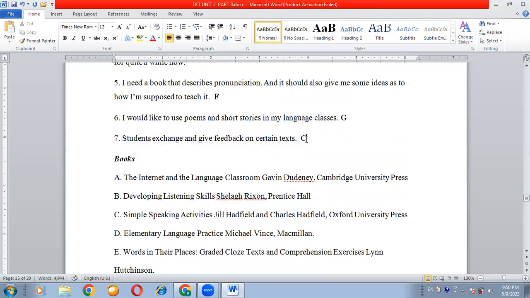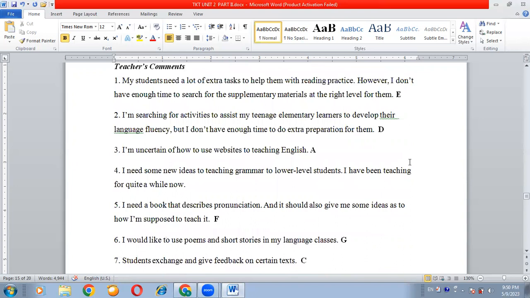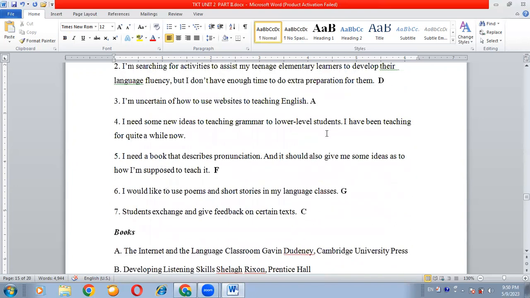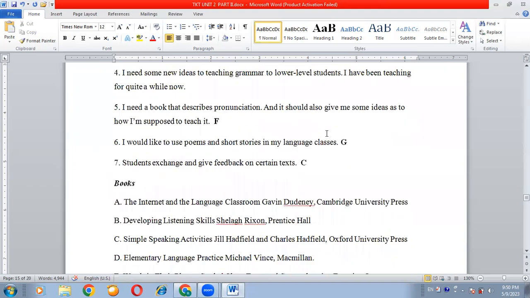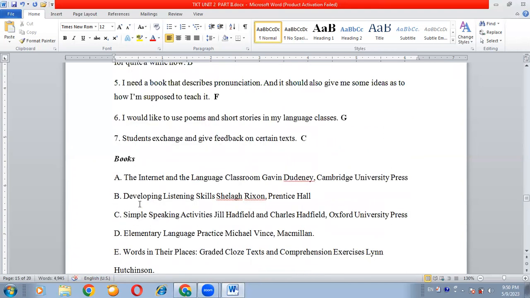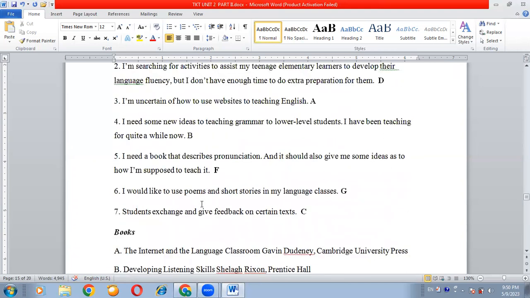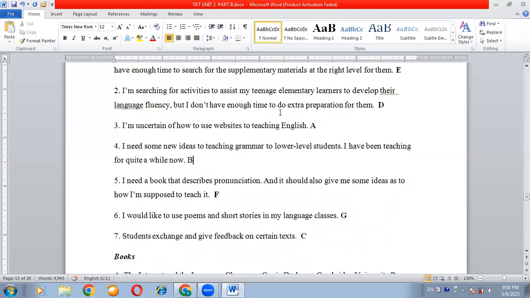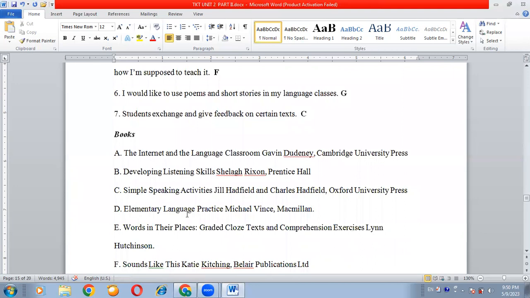Now what's left? For you to see here, this is speaking. Exchange and give feedback. So it's speaking like that. Close to the speaking. Now what's left? What is your answer? Number 4 then B. Either. Developing listening skills. I need some ideas to teaching grammar, lower level students. Elementary B.